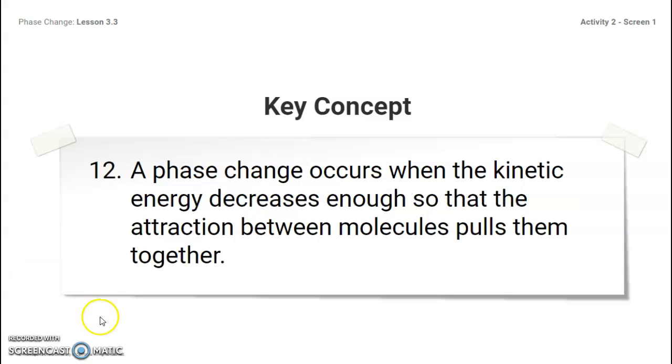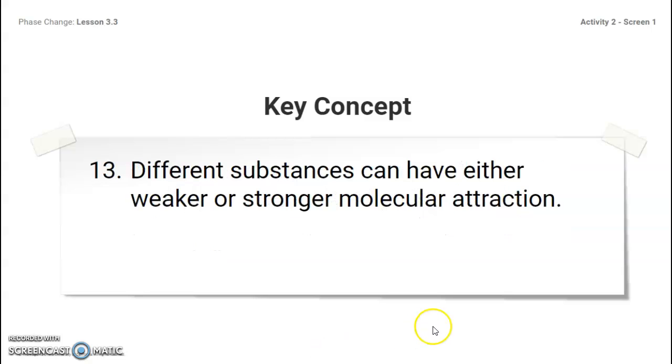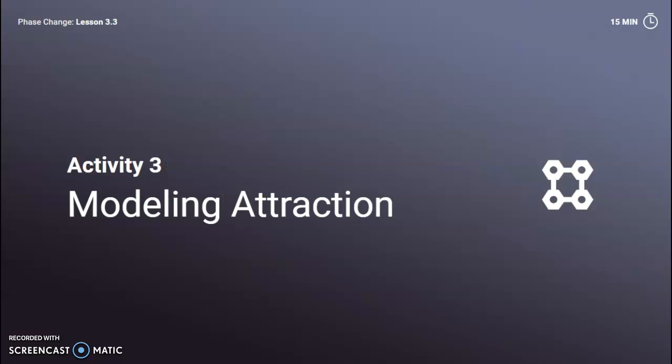So key concept number 12, a phase change occurs when the kinetic energy decreases enough that the attraction between molecules pulls them together. So when you decrease that amount of energy, then that pull of attraction, it doesn't get stronger. It's just easier for them to be attracted to each other because the particles aren't moving around as fast. So then the last concept we're going to look at is different substances can have either weak or strong molecular attraction. So if you'll pause the video here, if you haven't finished activity 2, we're going to move on to activity 3.